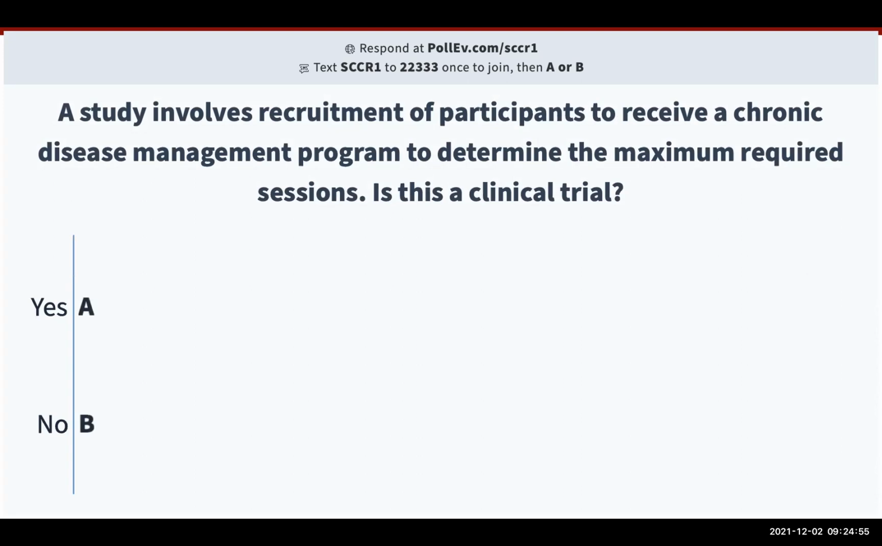What about this one? Yes or no? A study involves recruitment of participants to receive a chronic disease management program to determine the maximum required sessions. Is this a clinical trial?